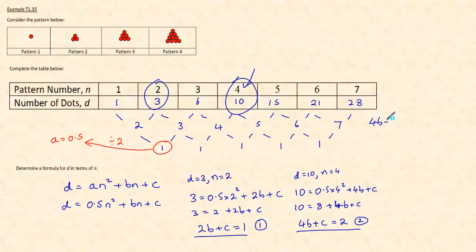So 4b plus c is equal to 2. 2b plus c is equal to 1. Subtract and we get 2b is equal to 1. So b is 0.5. If we substitute that back in to say here, 2 times 0.5 is 1, so 1 plus c equals 1 gives us c is 0. Substitute back to here, and we have that d is 0.5 n squared plus 0.5 n.